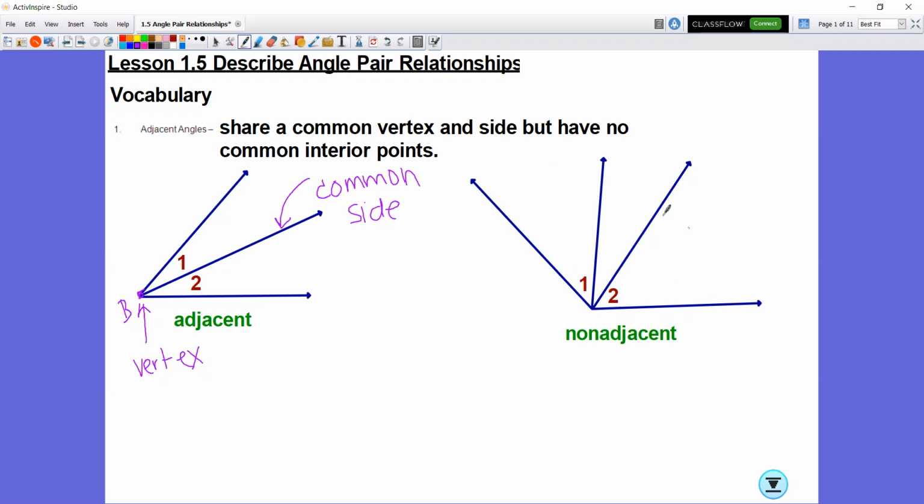All right, here is an example of non-adjacent. There's some angle in here that it skips over. So they are not next door neighbors. That is not adjacent. Here, there is no common side.